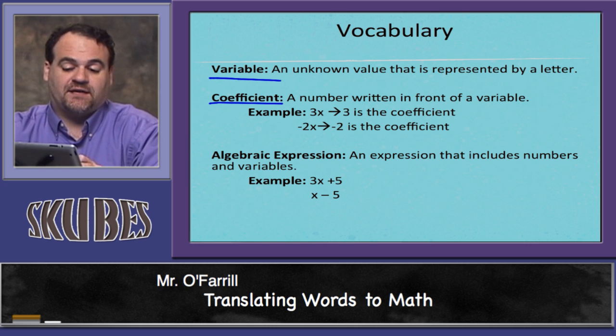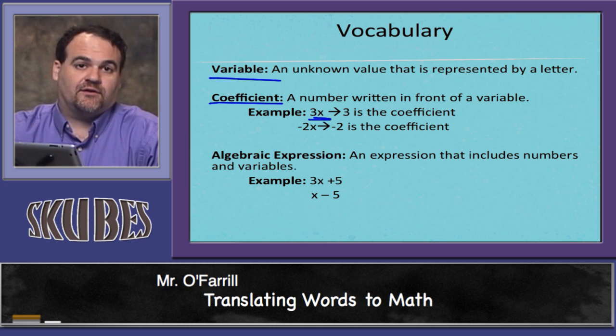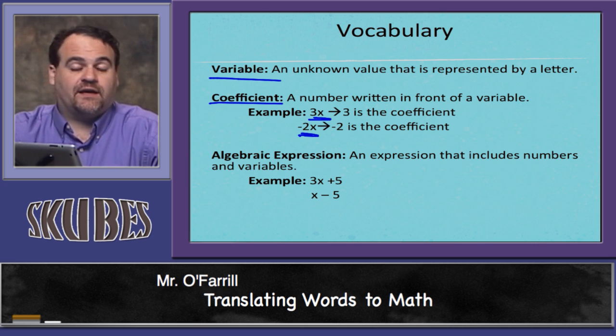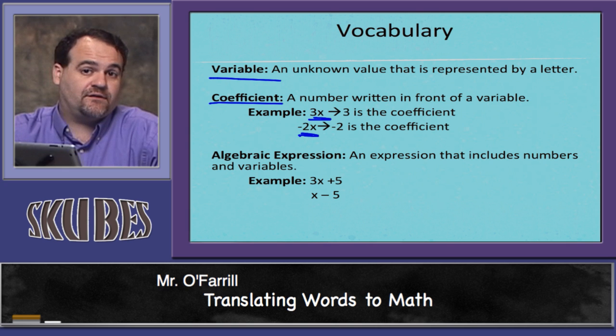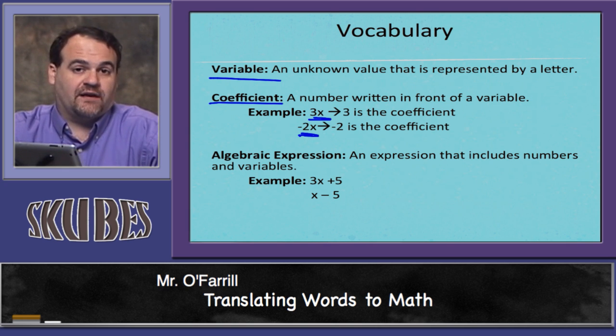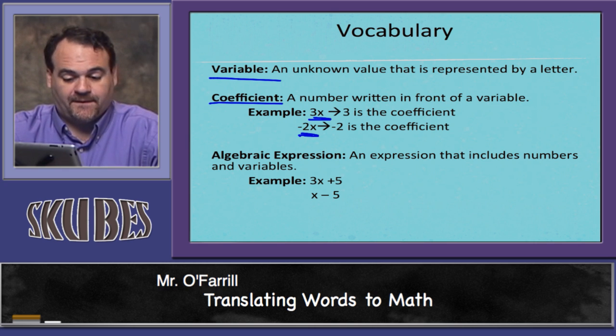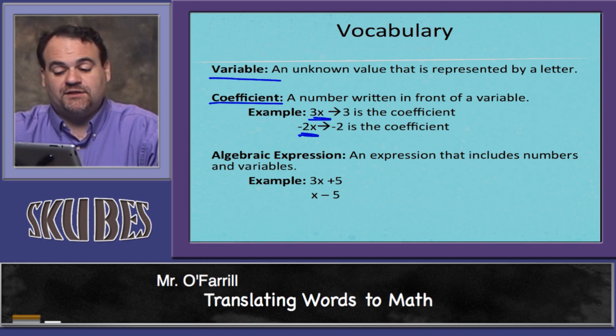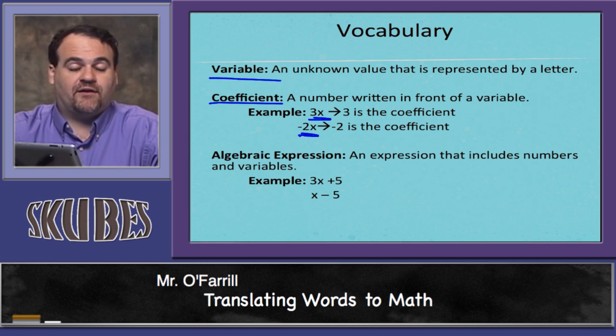You see here it says 3x. 3 is the coefficient, and that indicates 3 times x. Or over here it says negative 2x. Negative 2 is the coefficient, the number in front of the variable, and all it means is negative 2 times some unknown value x. And then finally, an algebraic expression is an expression that includes numbers and variables.